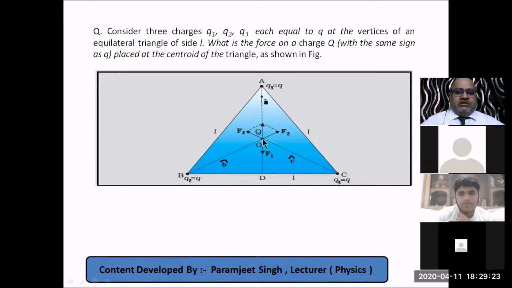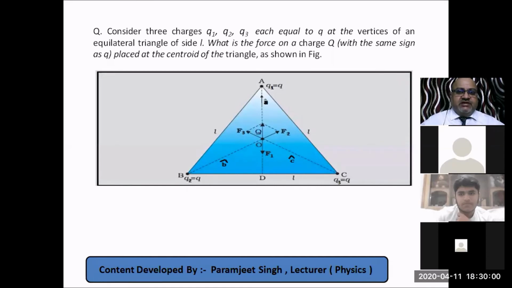So now let us understand what interaction is taking place on Q. See, the charge placed at A applies a force of repulsion on capital Q in the direction where my cursor is moving, in the AO direction, this is F1. Similarly, the charge placed at B applies a force of repulsion on capital Q along my cursor, that is F2. And the charge placed at C applies a force of repulsion along the line joining the charges, this is F3.